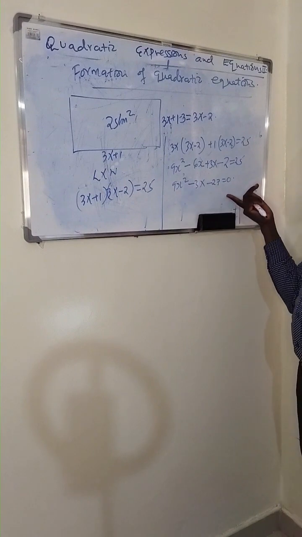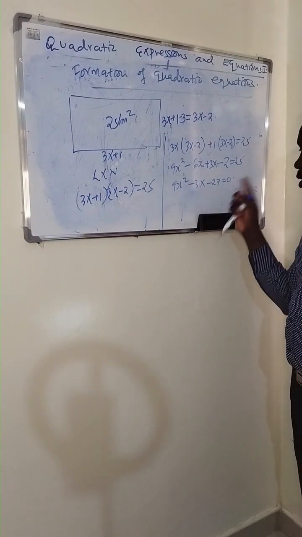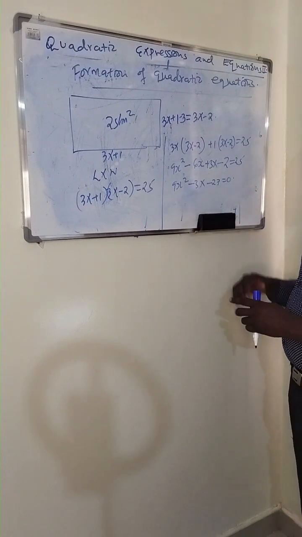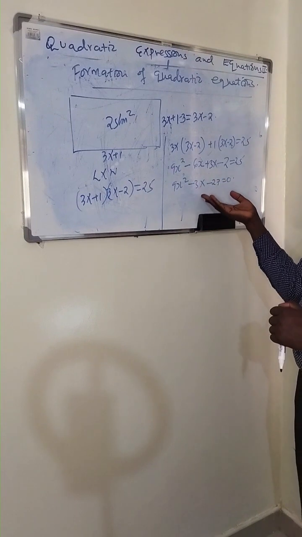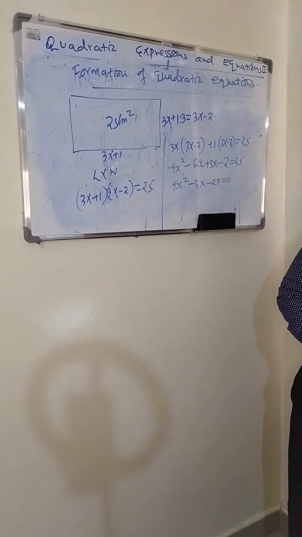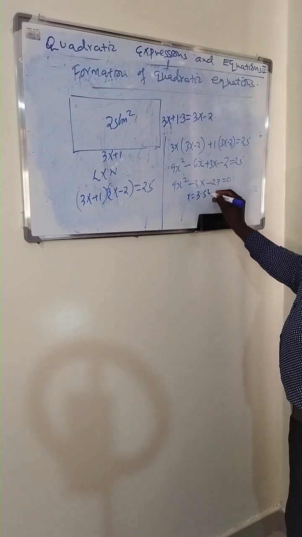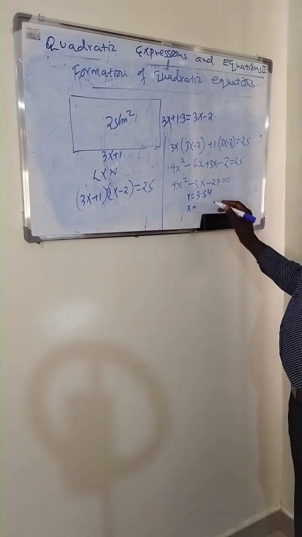Remember, this is a quadratic equation, so you can use any of the three methods we've done so far to solve it. Since we've already done that, we will not go to the level of solving these quadratic equations. You only need to get the value of x, then substitute here. Your values of x will be 3.54, and the other one is negative 2.54.